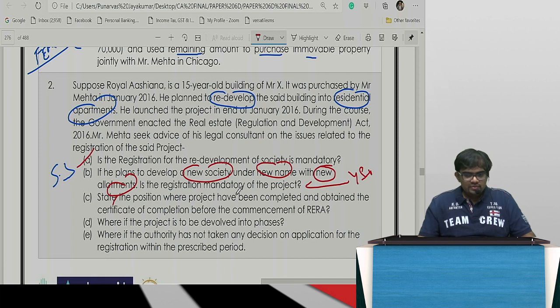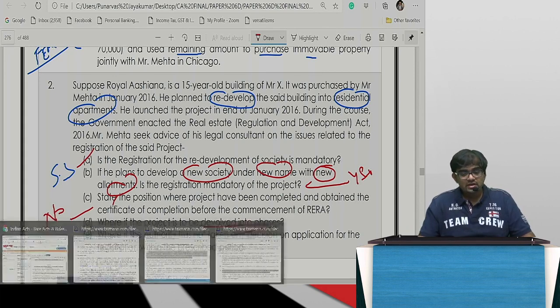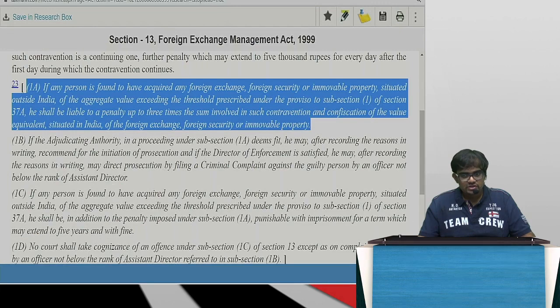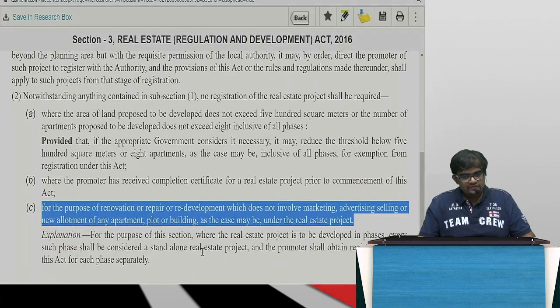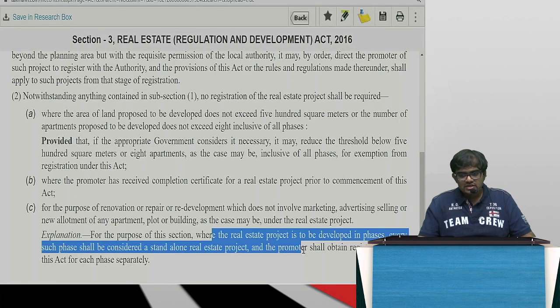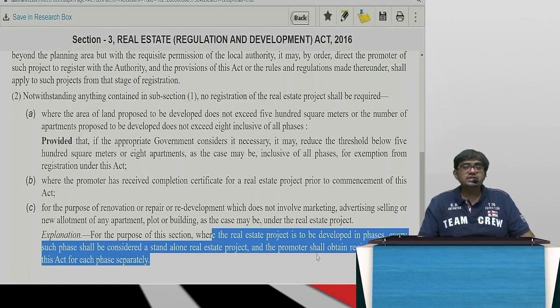State the position where the project has been completed and obtain the certificate of completion before the commencement of RERA. So as we have already seen, once completion certificate has already been issued, then no need of RERA registration. If it is developed into phases, for every phase separate RERA registration is needed. That also is given in the Act itself in section 3. Where real estate is developed into phases, every such phase shall be considered as a standalone project.